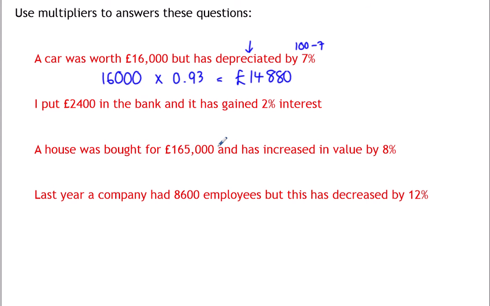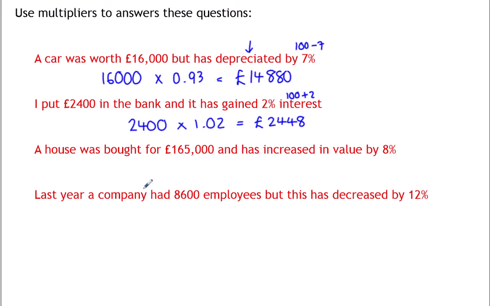The second one is an increase one, because when you put money in the bank and get interest, your money goes up. So it's 100 plus 2, which is 102. So 2,400 times 1.02 is £2,448. Remember, for bank account questions, if it was over lots of years, you could put a power on that as well. So if I put it in for 5 years, you would just put a little number 5 in there, a power of 5 for each of the 5 years.